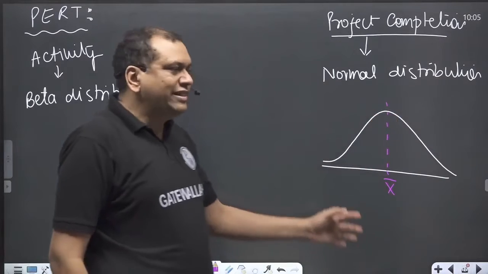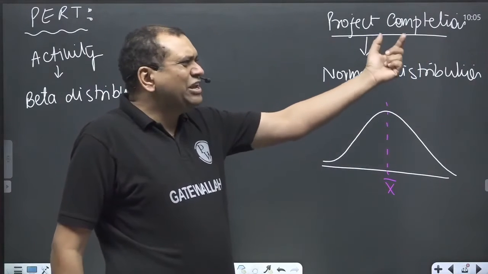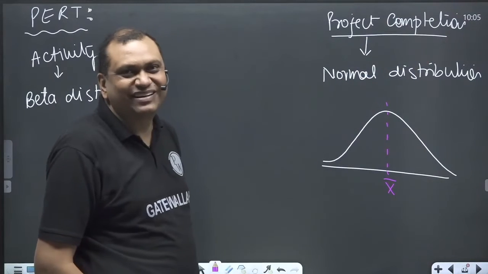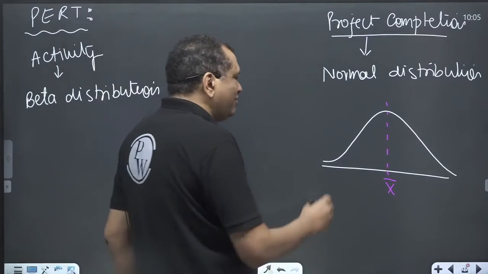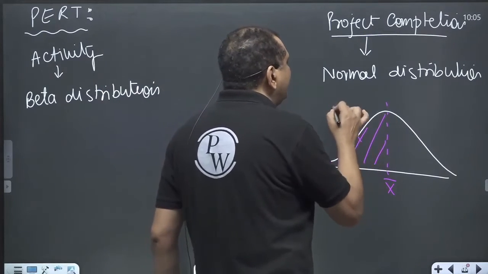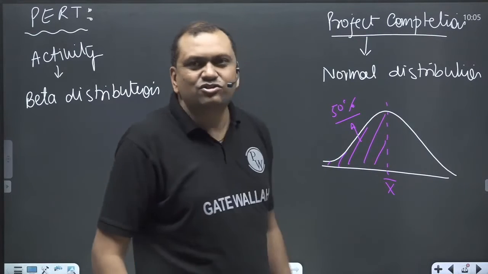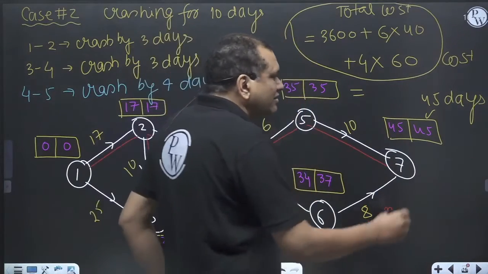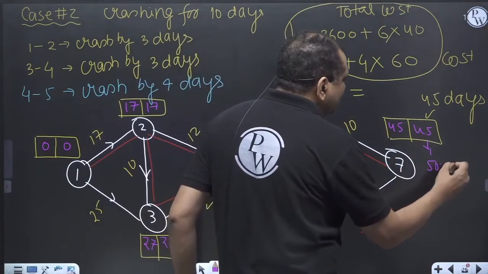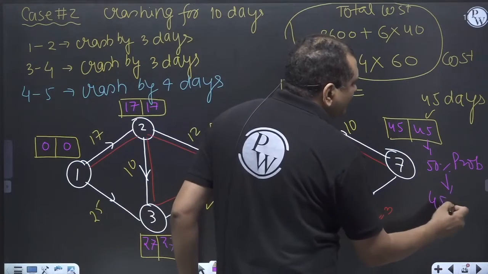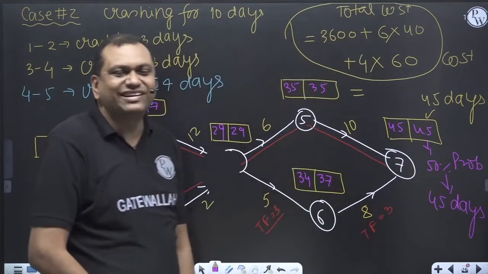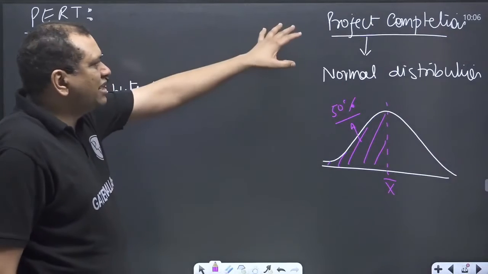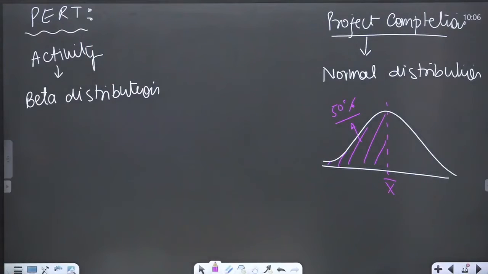X bar: in the forward and backward pass, whatever value was coming in the last box, that is x bar, the mean. From here to x bar, it's a 50% area. So if the same thing appears in PERT, what will I say? There is a 50% probability that my project will be completed in 45 days. Project completion time follows a normal distribution.